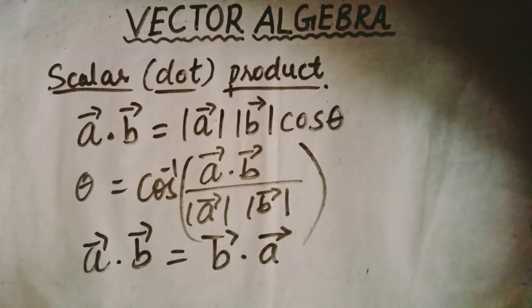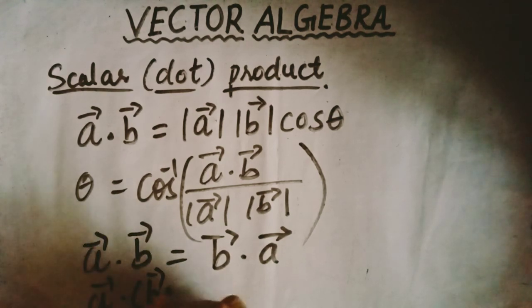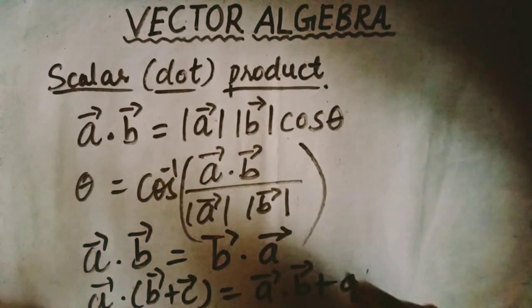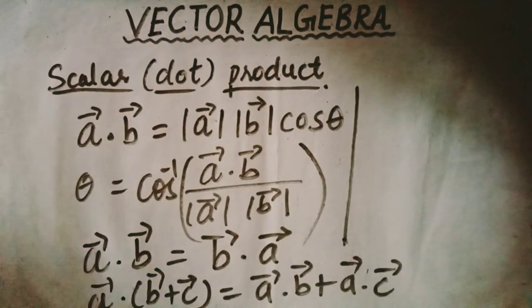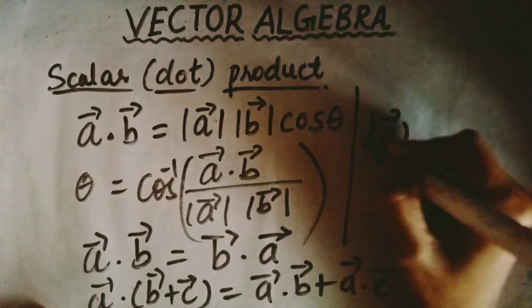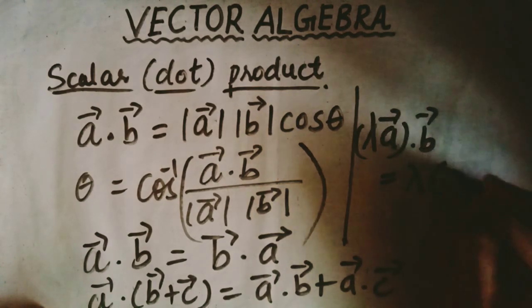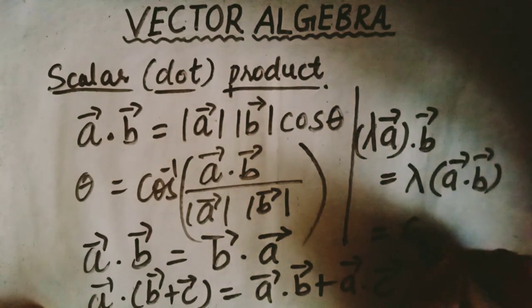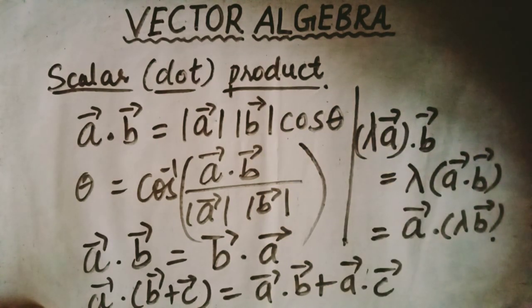Then there are other properties also, that is the distributive property over addition, that is A dot (B plus C) is equal to A dot B plus A dot C. Then scalar multiplication: (lambda A) dot B will be equal to lambda (A dot B). Or you can write A dot (lambda B).